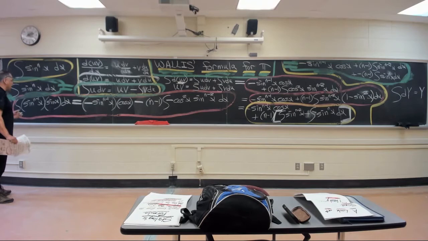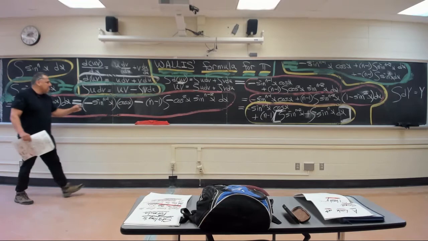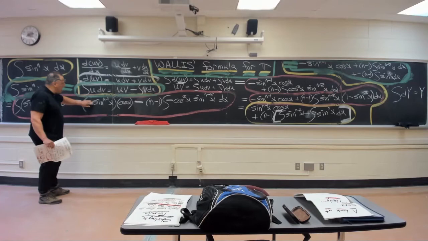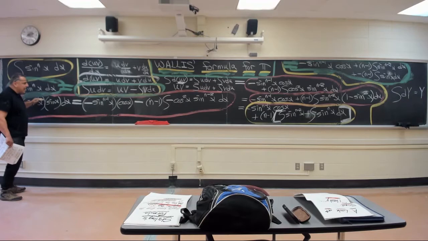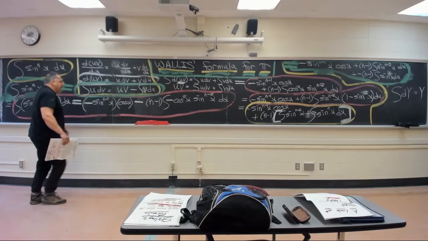I can say, well, the u is this. The sine to the n minus 1 is that guy right there. Forget the negative for now, just for one second. That's sine to the n minus 1 of x. And the integral of the sine function is negative cosine. I'll throw the negative right here. And that's going to be evaluated from 0 to pi over 2.